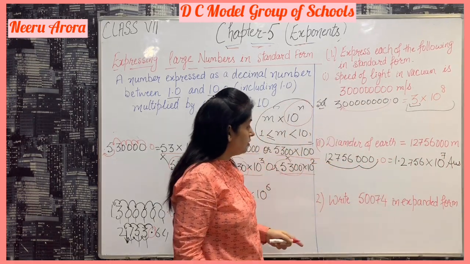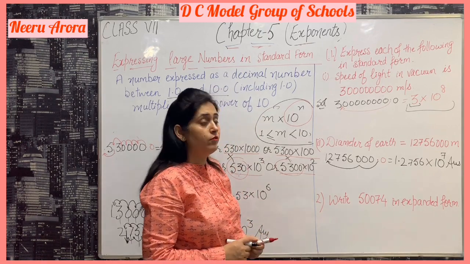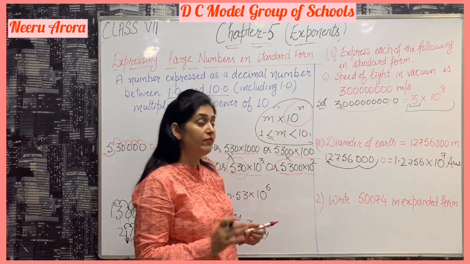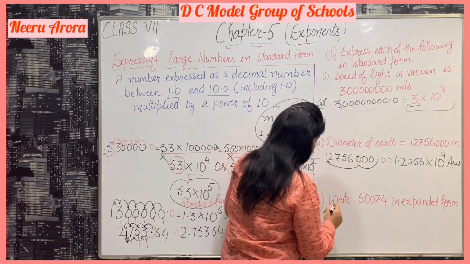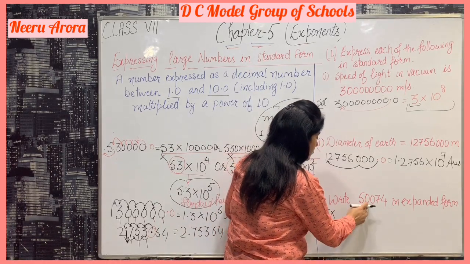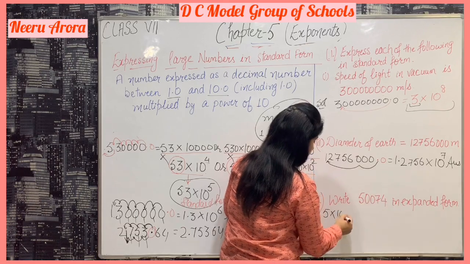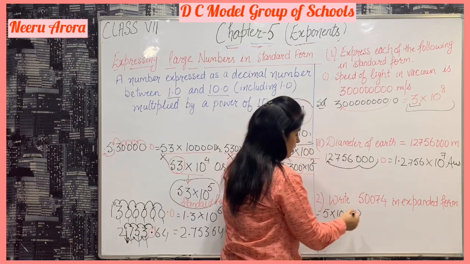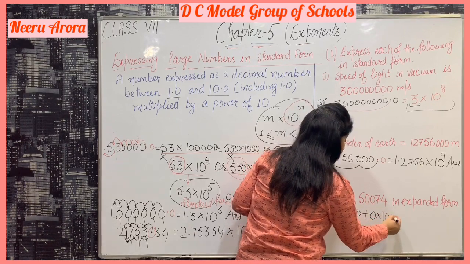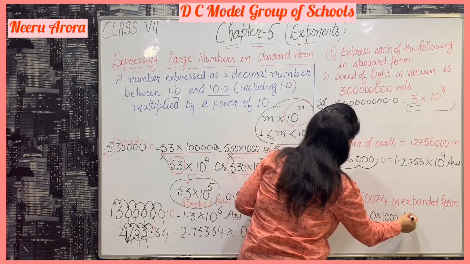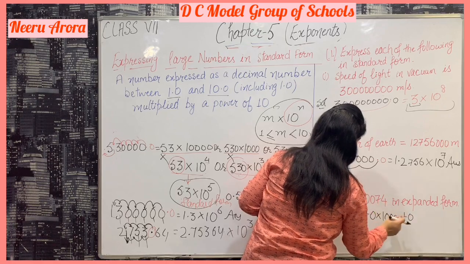Now last question. Write 50074 in expanded form. You have done this in junior classes. At that time we wrote this in expanded form. 5 into how many places? 1, 2, 3, 4. So next is 0, 1, 2, 3. We were doing this in junior classes. Next is again 0, 1, 2.